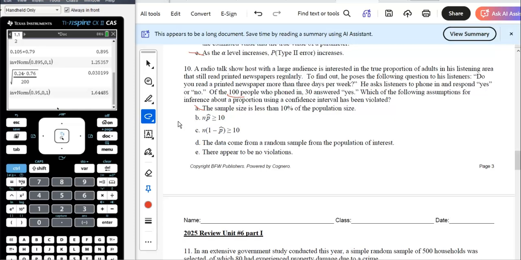Well, let's see. NP. So N is 100 times p hat is 0.3, I guess. So that's greater than or equal to 10. And 100 times 0.7, that's greater than or equal to 10. So those seem to be met, so that's not it, because which one has been violated or not met? Yeah, it just says 100 people called in. That's not a random sample, so that's got to be it.